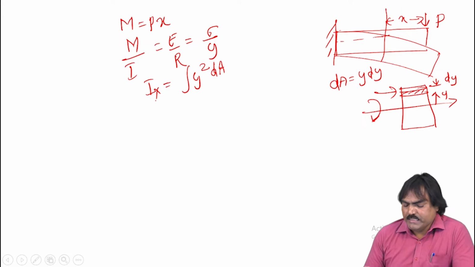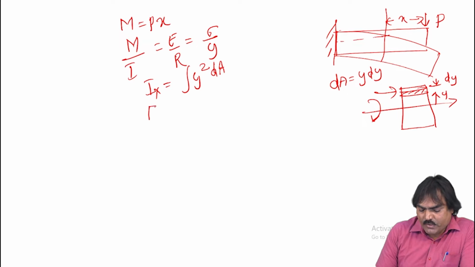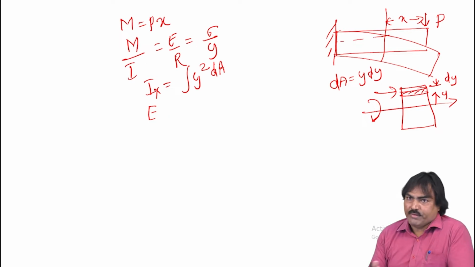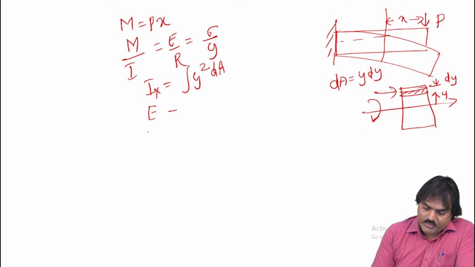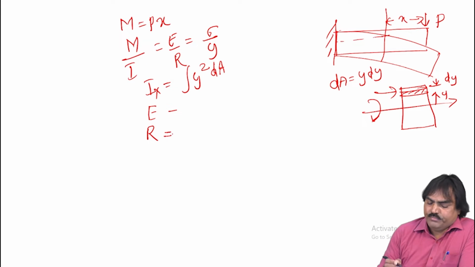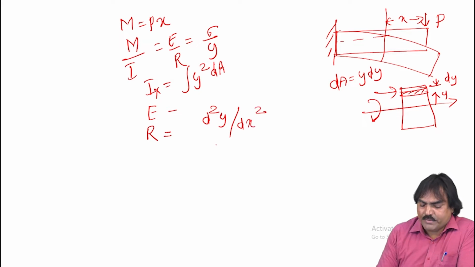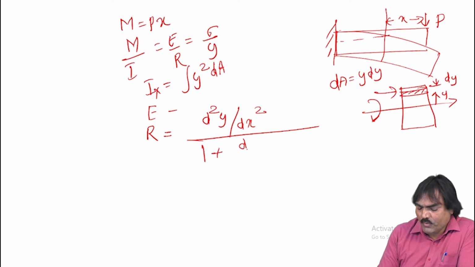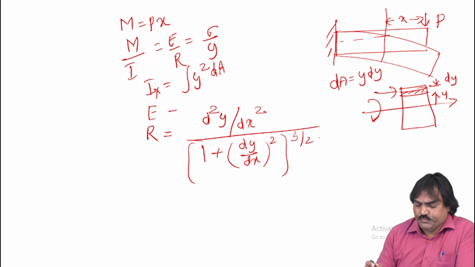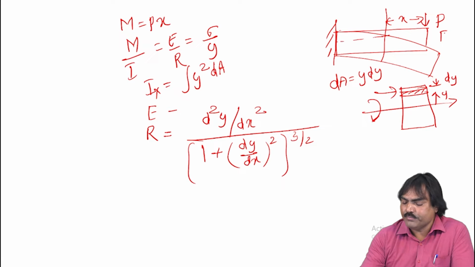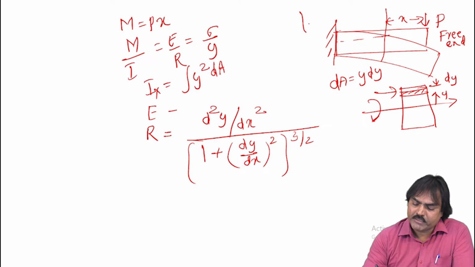Ix is defined as the square of the perpendicular distance times the area, where E is the Young's modulus of the material, which is the material property. For a given material, E is constant. Then R is the radius of curvature. From the mathematical point of view, it is given by d2y by dx square divided by 1 plus dy by dx whole square to the power of 3 by 2, where y is the displacement or the deflection, and x is the distance which we can measure from the free end of the beam. This is the free end. Or we can measure it from the fixed end also.